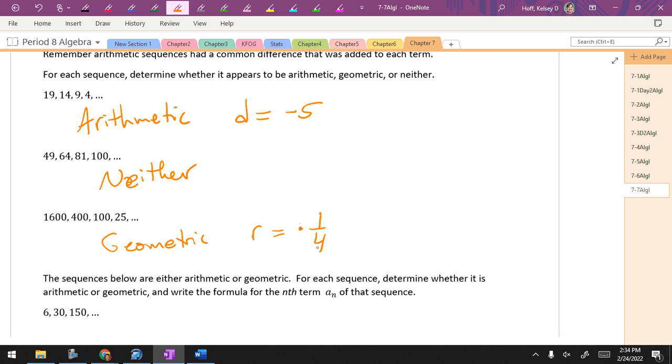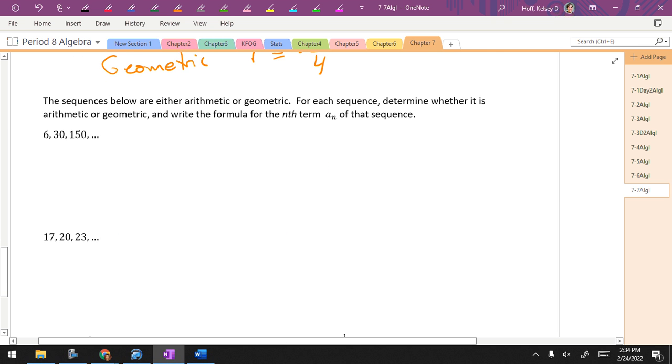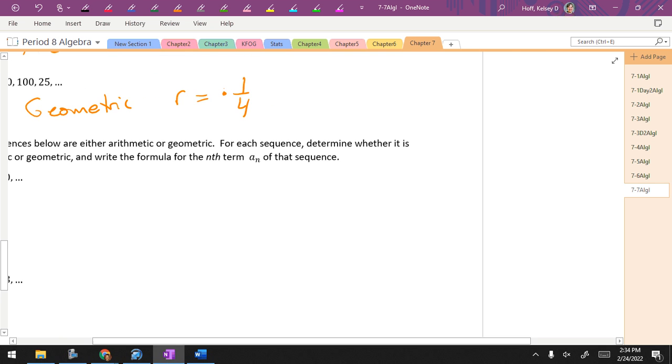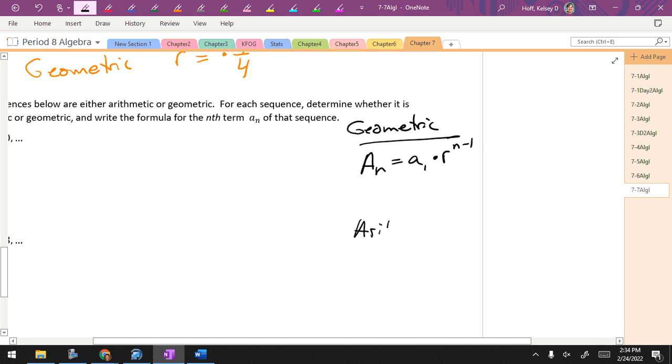Okay, we're going to have to dig back in our brain cells here. The sequences below are either arithmetic or geometric, so they're telling you they're a sequence. For each sequence, determine whether it is arithmetic or geometric, and then write the formula. Off to the side. Geometric, that's from the front of this worksheet. A of n equals A of 1 times r to the n minus 1. But remind yourself, arithmetic.